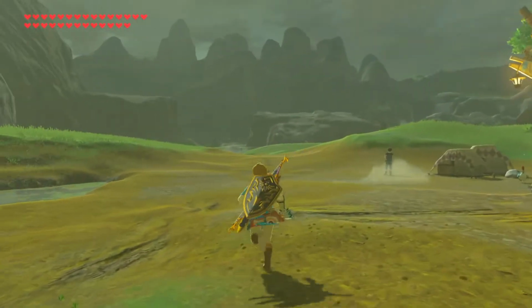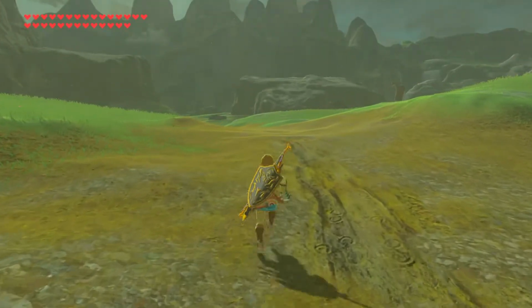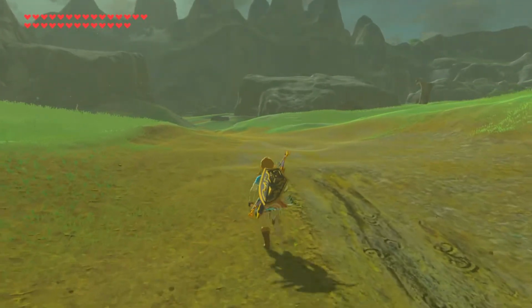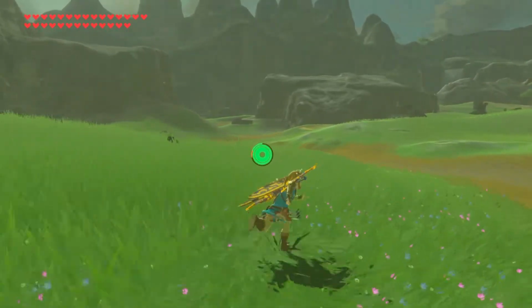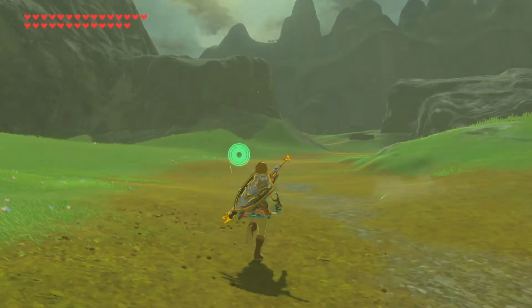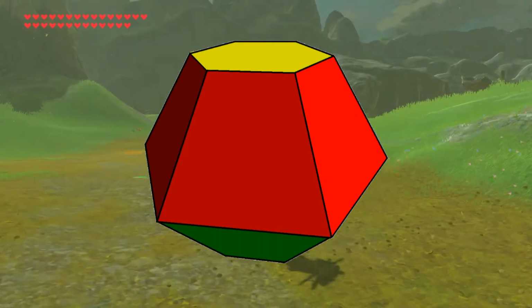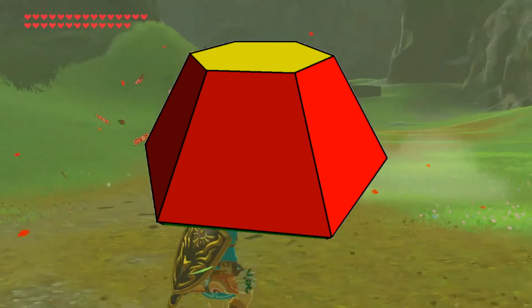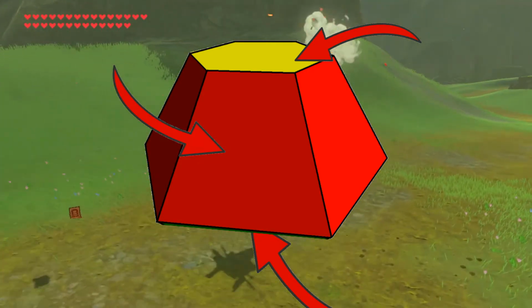A while back I made a video about measuring stuff in Breath of the Wild, and in that video I explained that in Breath of the Wild, Link stands at 140 centimeters tall. So by using Link as a ruler, we can find the three sizes we need in order to get all the math to work. So what we need to do is split the rupee in half and find the size of its front face, its back face, and the distance between them.